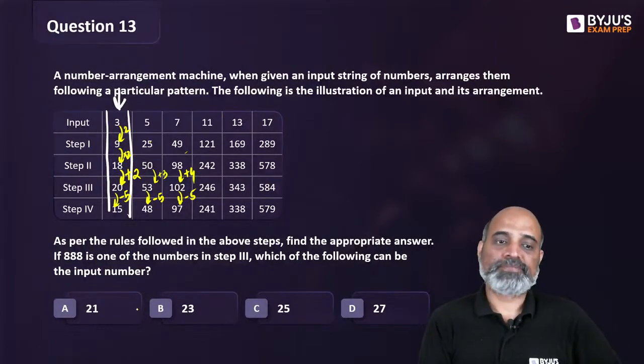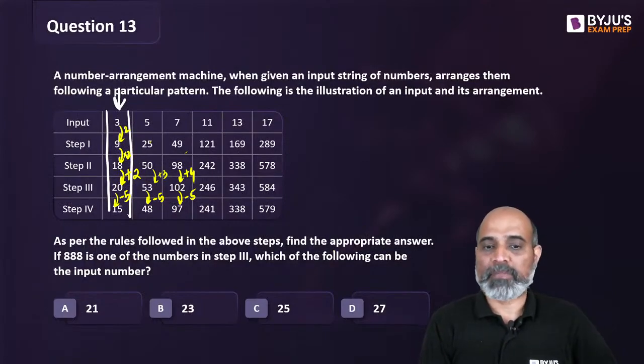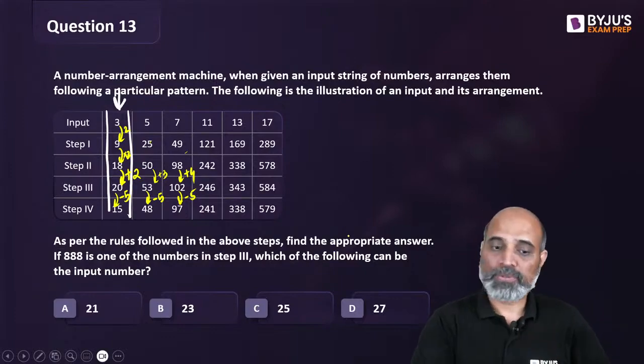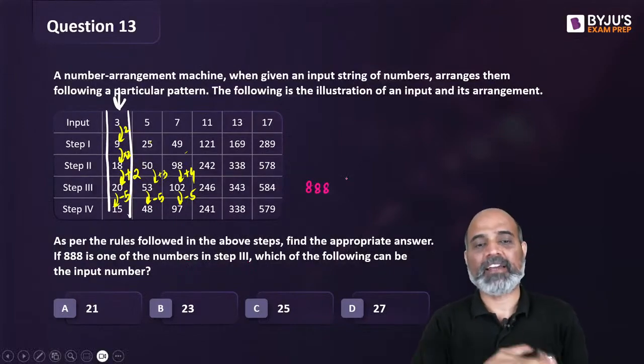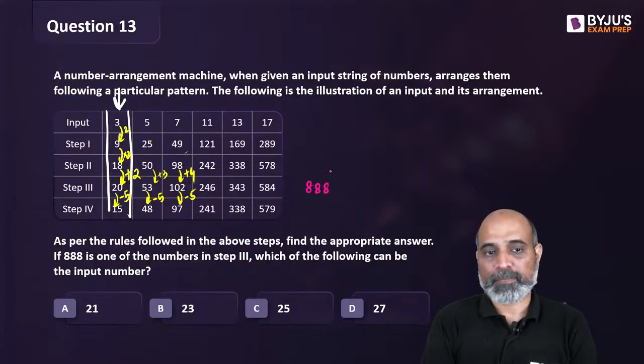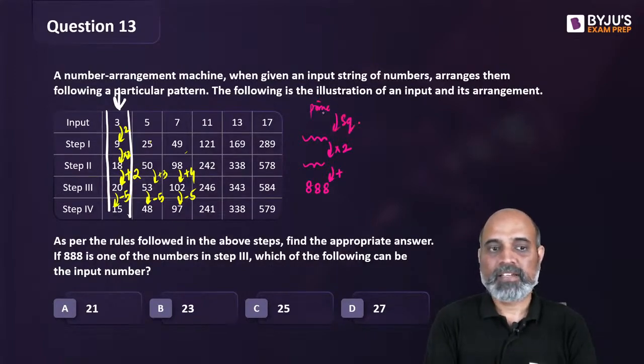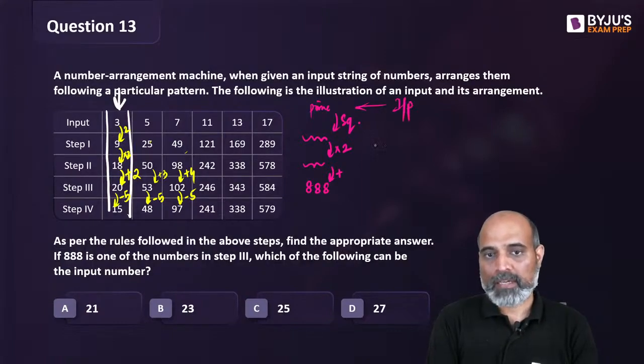Okay. Now, as per the rules followed in the above steps, find the appropriate answer. The rule is now known to us. If 888 is one of the numbers in step 3, if here in step 3 there is 888, then how would this 888 have come? By adding something. And whatever number we will be getting in step 2, how will we get this? By doubling it. And when we are doubling it, how do we reach there? By squaring a prime number. Right? Remember? This is your input. This number is going to be your step 1. This number is going to be step 2 and this number is going to be step 3.